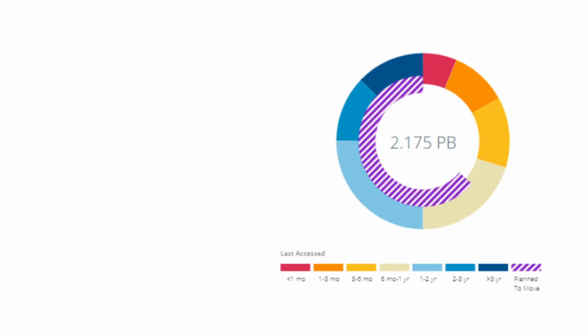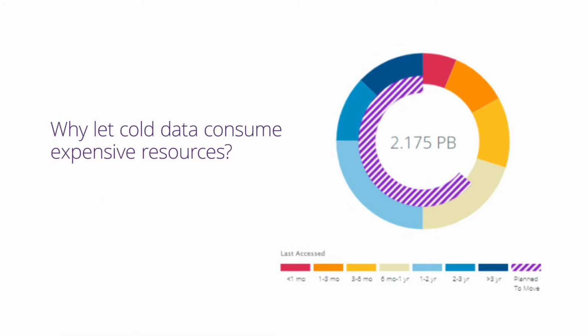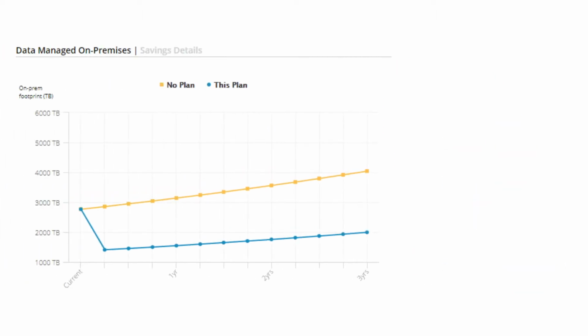First, the heat map shows you overall how much of your data hasn't been used and how long. You can see that 50% of this data hasn't been touched in over a year. The problem is that this cold data is using expensive storage and backup resources. Historical growth rate analysis shows that this nearly 3 petabytes of data is going to grow to over 4 petabytes if you just keep doing the same thing.